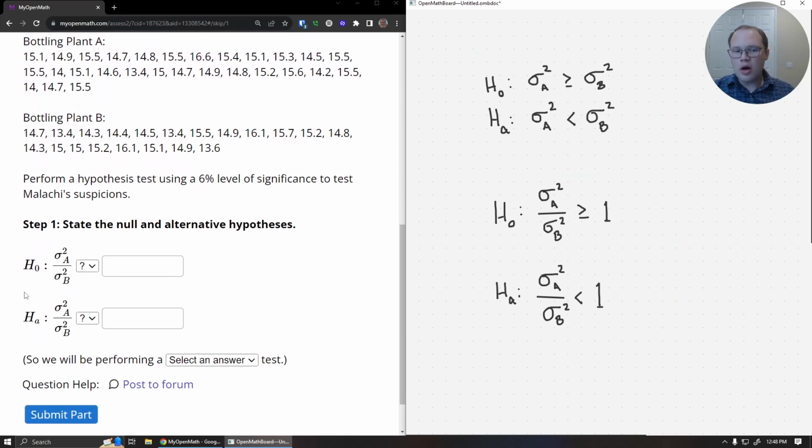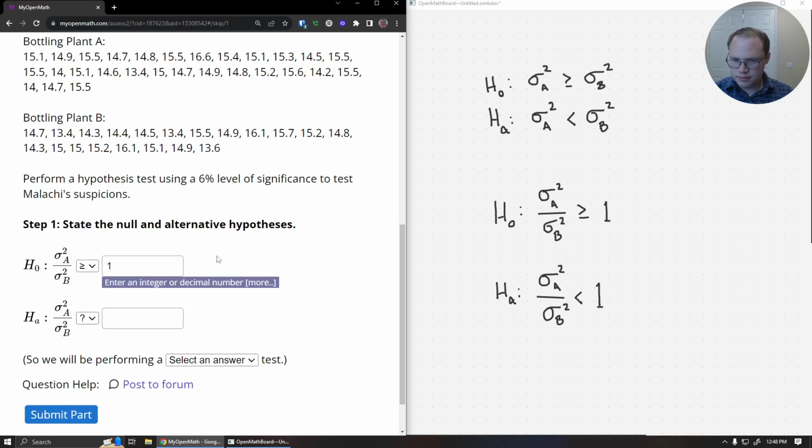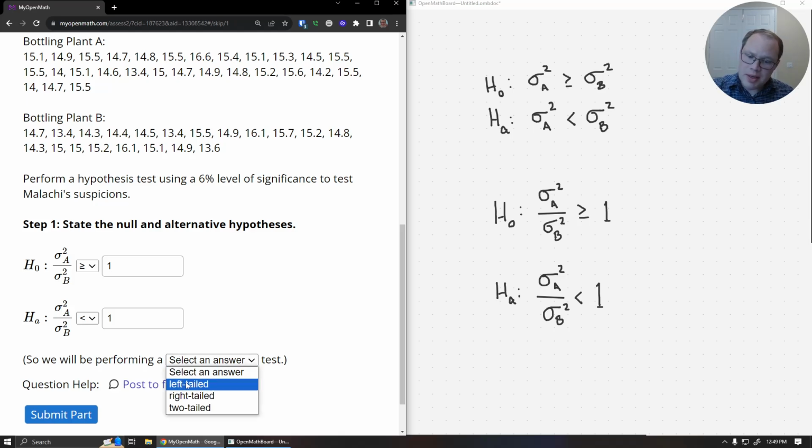So our null hypothesis is that sigma A squared over sigma B squared is greater than or equal to 1. And our alternative hypothesis is sigma A squared divided by sigma B squared is less than 1. Because we are using a less than symbol in the alternative hypothesis, that means we are going to be performing a left-tailed test. We're going to be checking if there are more values in the left tail. What's the probability in the left tail? The probability that this would be less than 1.